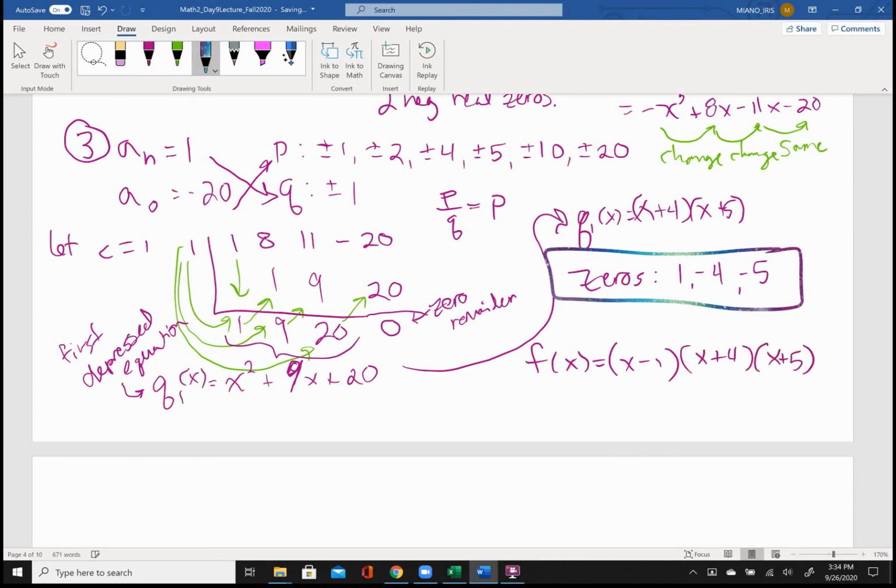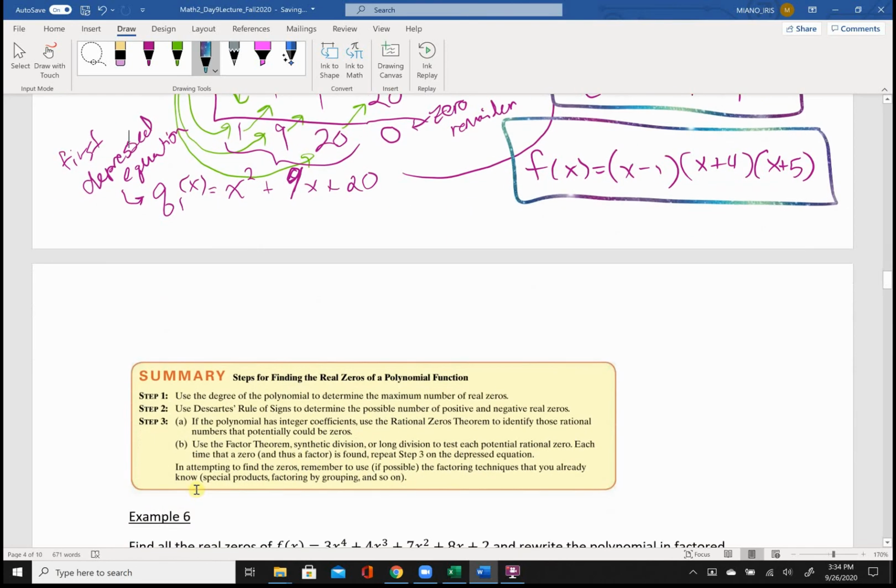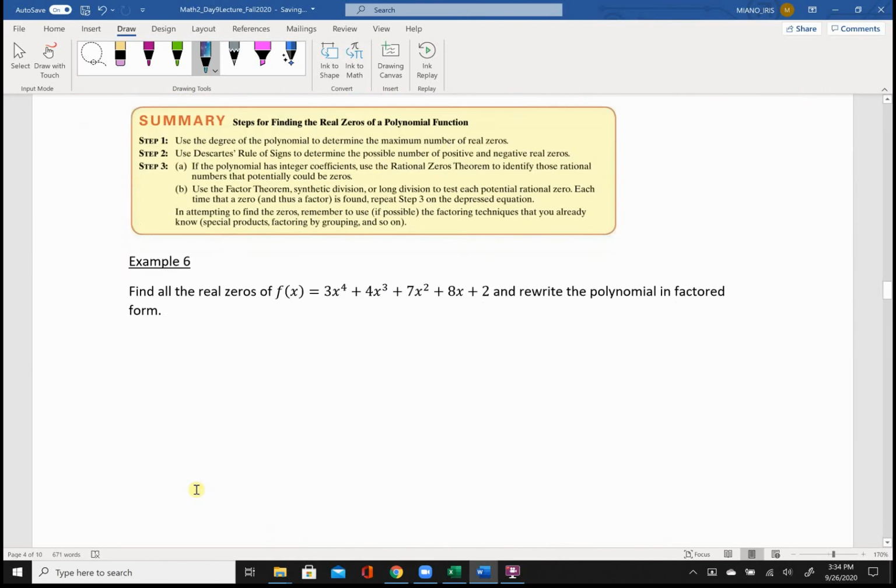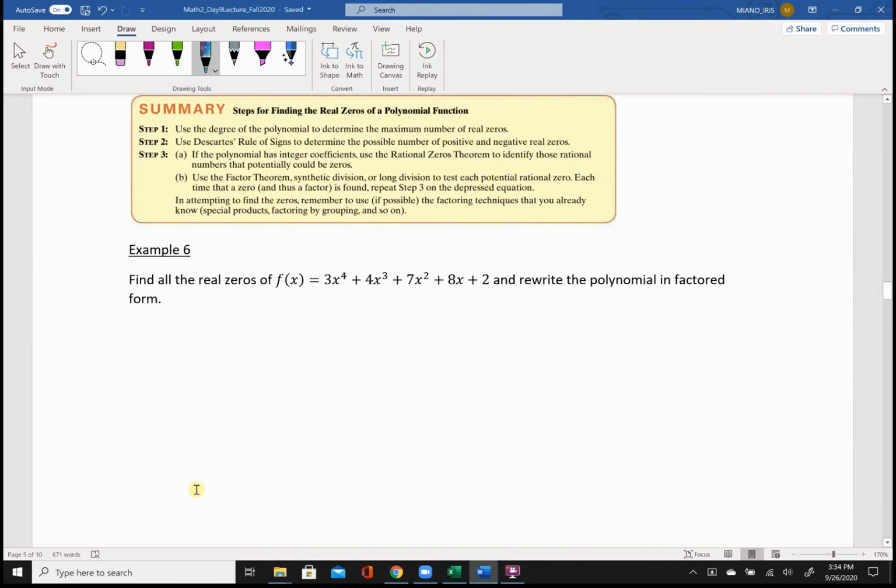So there is your factored form. Fun, right? Now that one was relatively simple. We've got another one on deck here that we want to do in example 6. Let's see another one, okay? And yes, we have a 4th degree polynomial. It's going to be a little bit more challenging. Very exciting though. We can get through it. Don't you worry. Here we go.